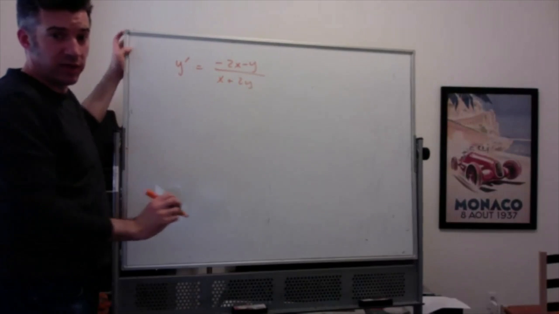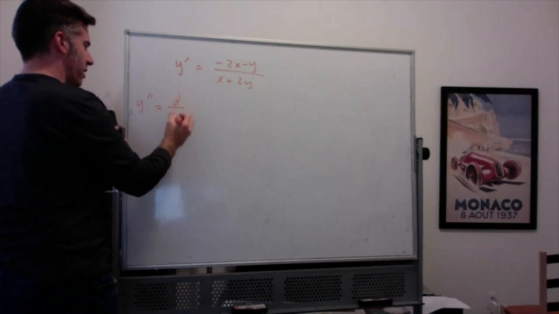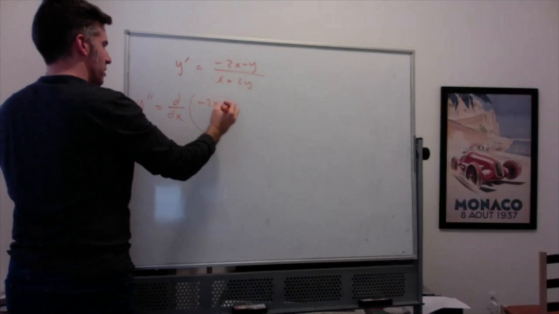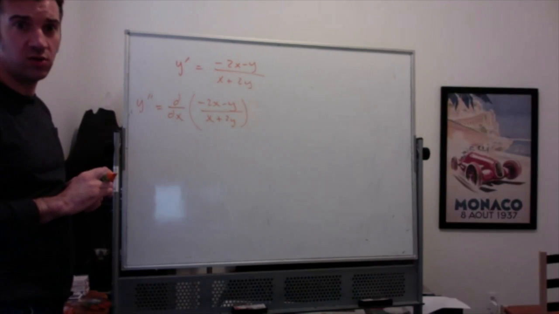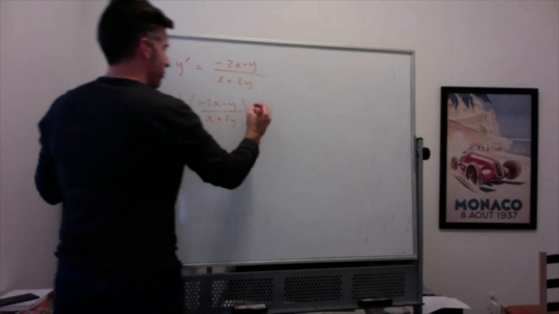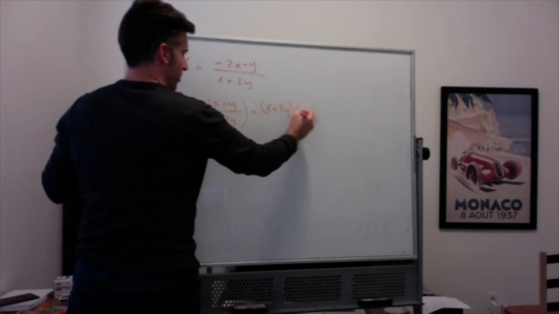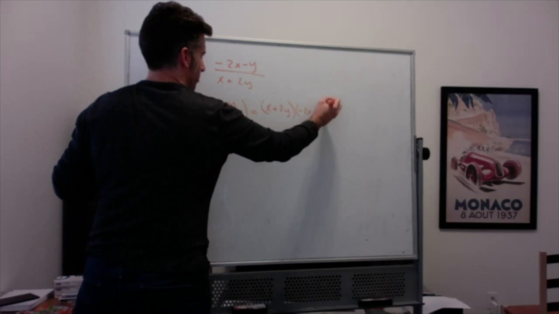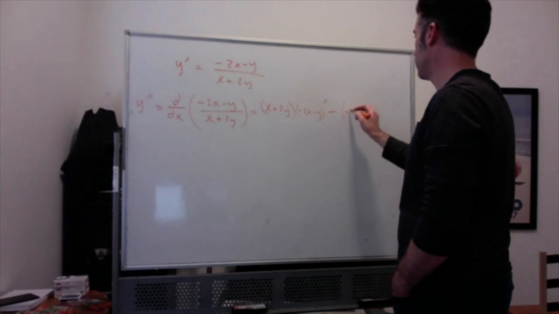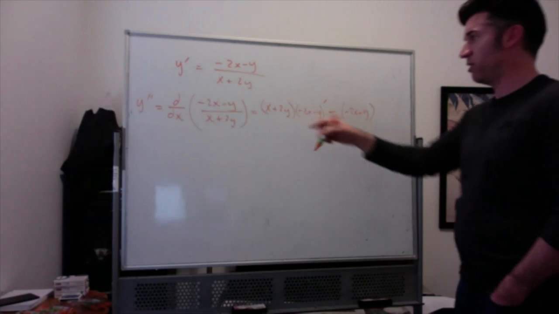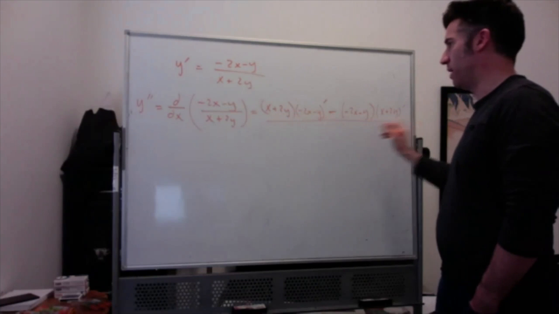And now I'm going to take the derivative of that. So y double prime is the derivative of all this: negative 2x minus y over x plus 2y. And so I'm going to use the quotient rule. So it's going to be the bottom times the derivative of the top, which I'm just going to write as negative 2x minus y prime, minus the top times the derivative of the bottom, which is x plus 2y prime, all over the bottom squared.